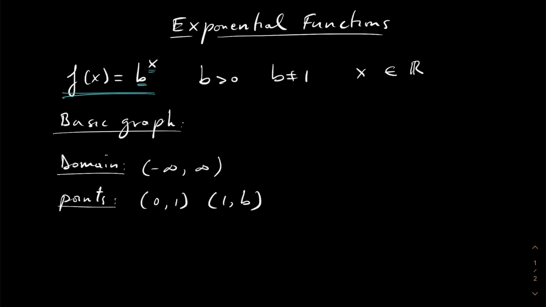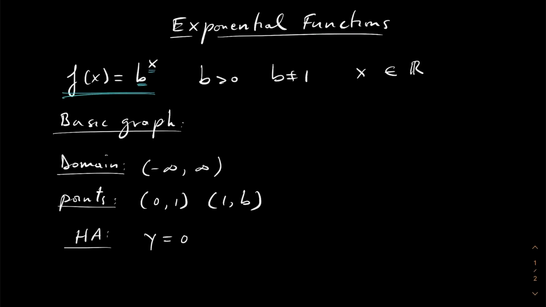And the last thing I want to mention about exponential functions that's very important is the fact that they all have a horizontal asymptote. And in their base form, the horizontal asymptote is going to be the x-axis, which is going to be the line with the equation y equals 0.